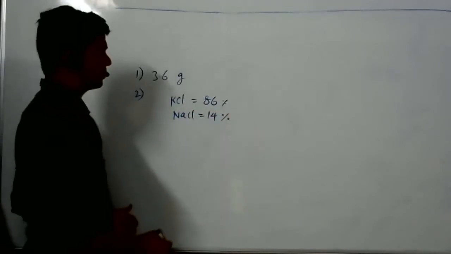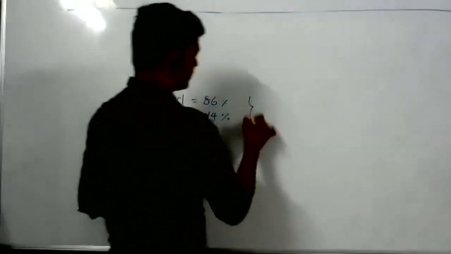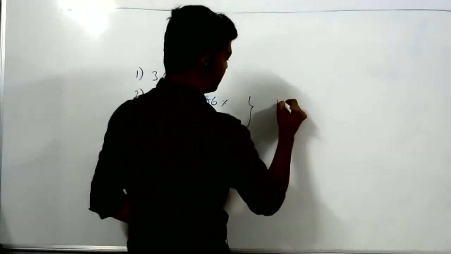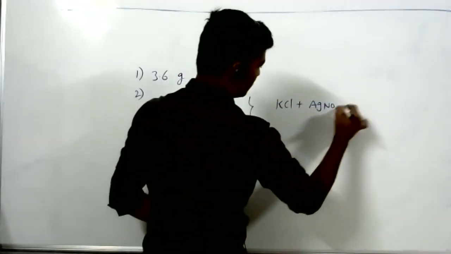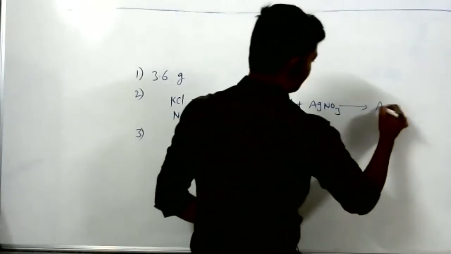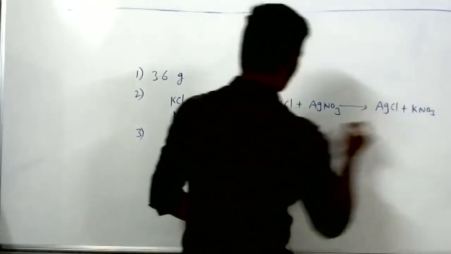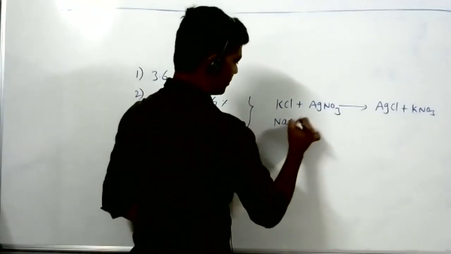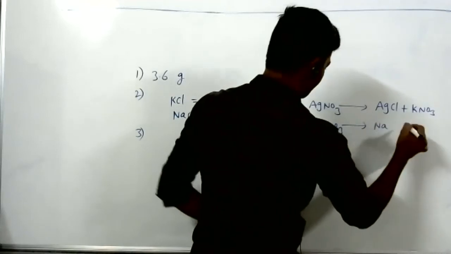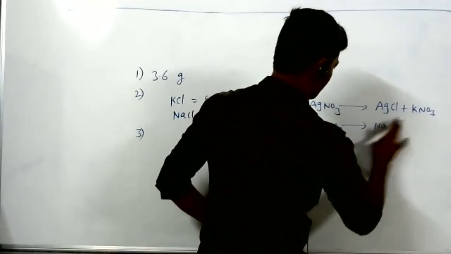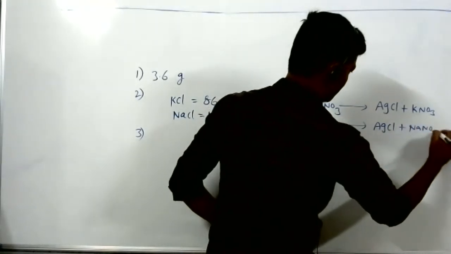Sir, could you give the reaction, like the equation? Okay, here are the equations. KCl plus silver nitrate gives AgCl plus KNO3, and NaCl plus AgNO3 gives AgCl plus NaNO3.